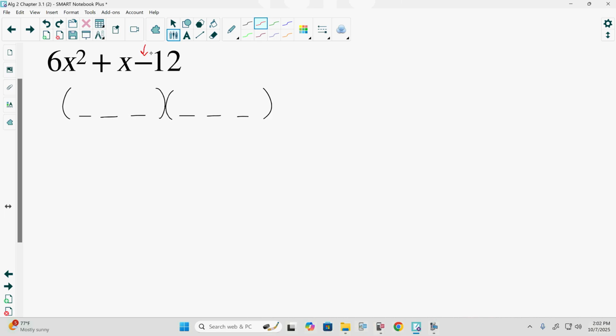If the third term is positive, the signs are the same and match the sign of the middle term. If the third term is negative, the signs are opposite. So here, since we have minus 12, negative 12, the signs would be opposite. One's going to be positive, one is going to be negative.